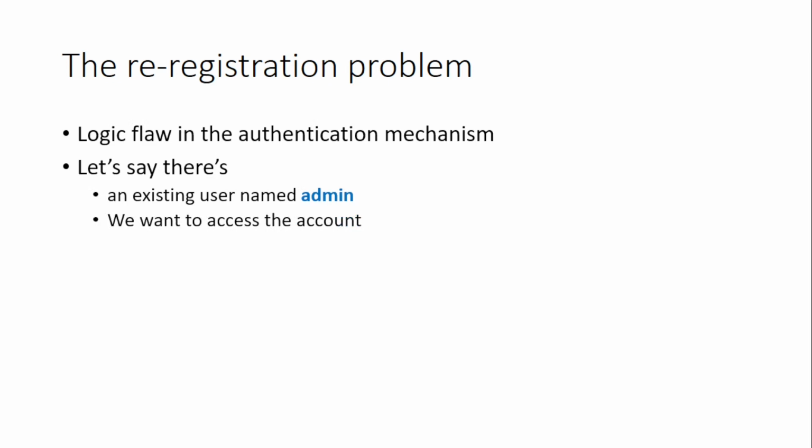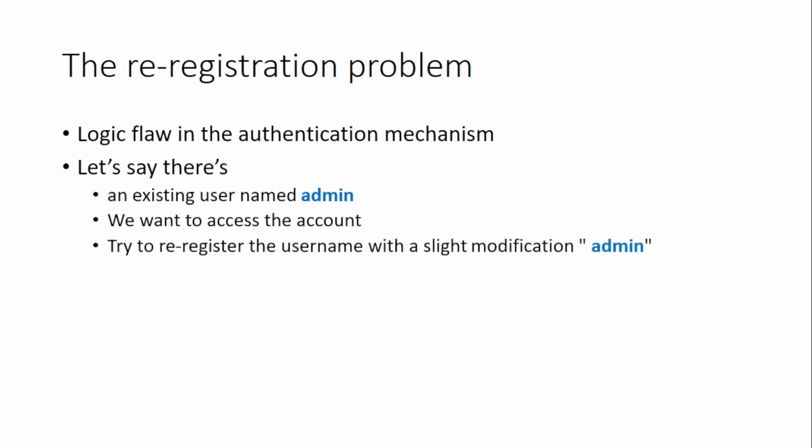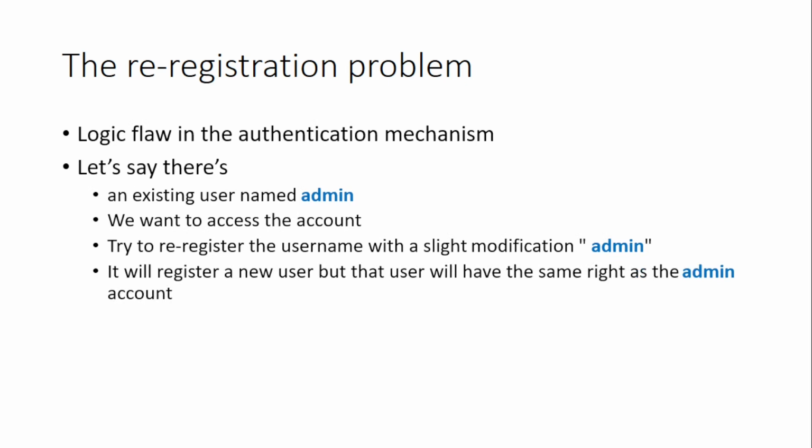So we want to access this account. Because we don't know the password, what we could do is try to re-register the username with a slight modification. Here, you'd have a space, like notice that there is a space before the word admin. And it will register a new user, but that user will have the same rights as the admin account, the original one.